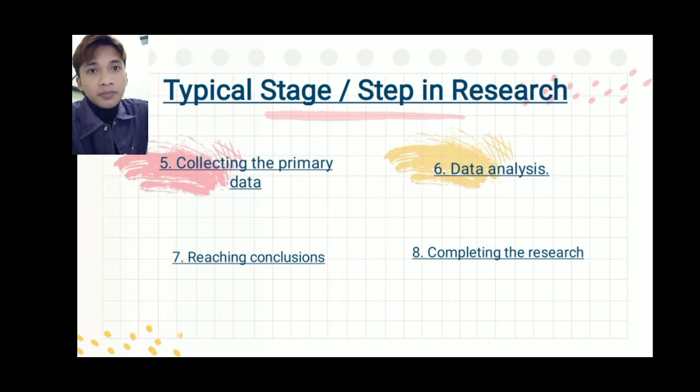The sixth step is data analysis. Analysis of data plays an important role in the achievement of the research aim and objective. Data analysis methods vary between secondary and primary studies, as well as between qualitative and quantitative studies.